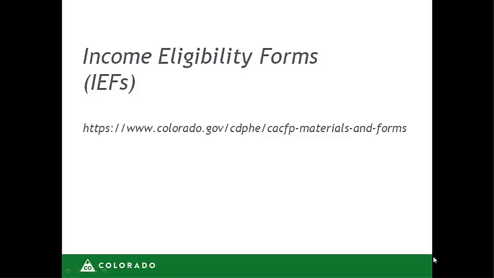Income eligibility forms, which we call IEFs, are the form centers use to determine reimbursement rates for meals served to enrolled participants. You can download and print the most updated IEFs from our website.